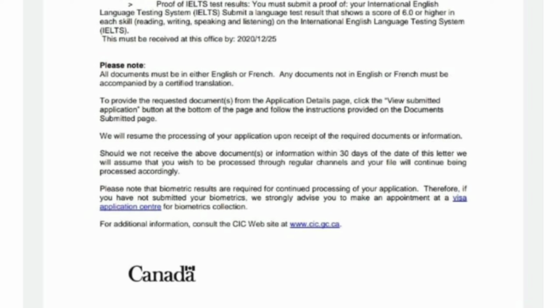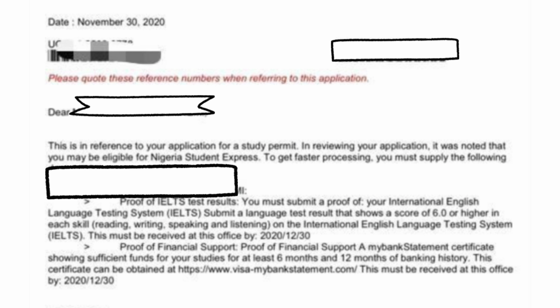Should we not receive the above document or information within 30 days of the date of this letter, we assume that you wish to be processed through the regular channel and your file will continue being processed accordingly. So now let me quickly jump to the second letter I got from one of my subscribers, which is also similar, so I don't want to go through it.